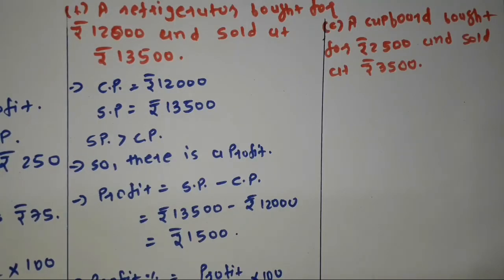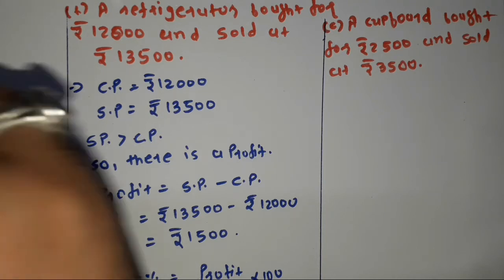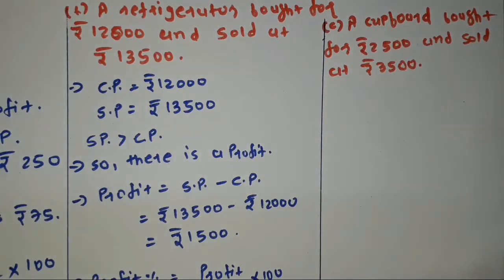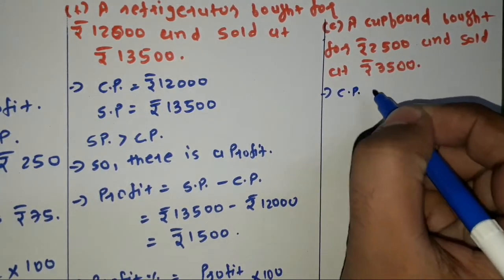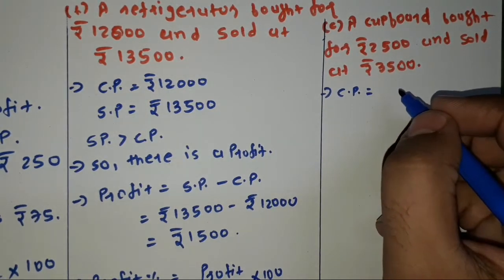Now in the next one, a cupboard is bought for rupees 2,500 and sold at rupees 3,500. So we have to check whether this is the case of profit or loss, and we have to find the profit or loss percentage. So the first step here is to write the cost price and selling price. So here, bought at rupees 2,500.